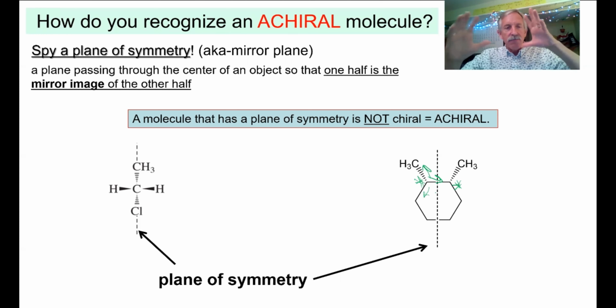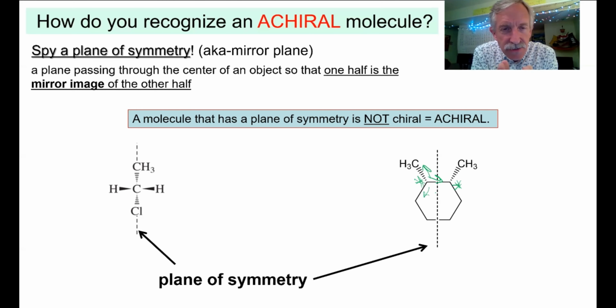But since this molecule can't rotate or move at all, it's stuck in a cyclohexane ring, our favorite, you cannot move these methyls at all, and therefore the 2 methyls are mirror images of each other. So even though you have 2 chiral centers, the whole molecule has a plane of symmetry, and therefore the whole molecule is achiral. So you can have chiral centers and achiral molecules.